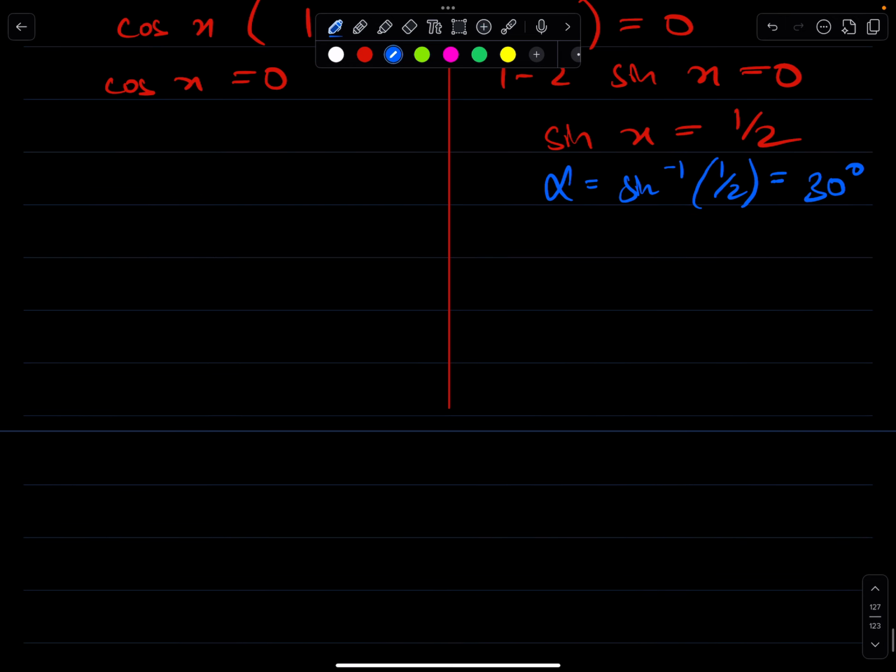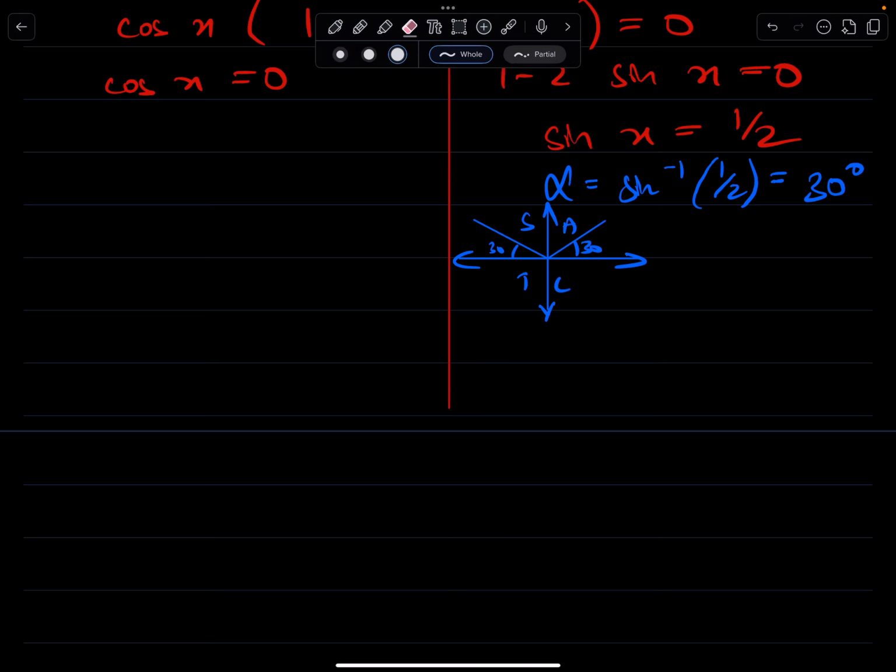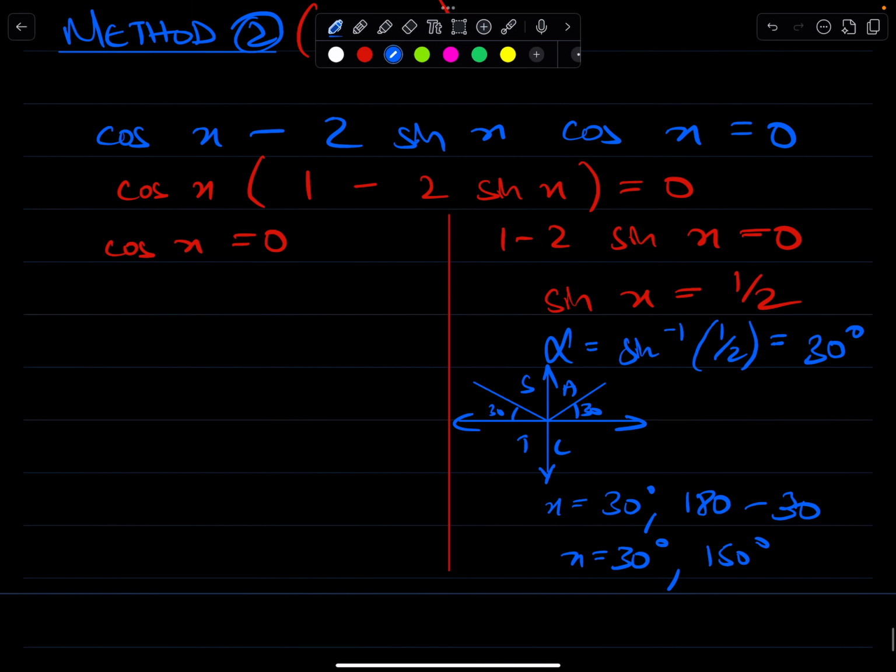So once we have alpha as 30, the graph sine is positive in the first two quadrants. So we have a 30 here and a 30 here, ASTC. Thus we have x is equal to 30 and 180 minus 30. X turns out to be 30 degrees and 150 degrees. This is not our final answer, so let's not box this up. Moving on to cos x.